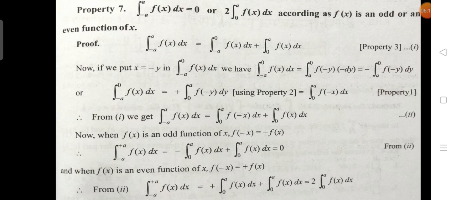If f of x is even or odd, according to that, the integral from minus a to a of f of x dx takes two values: 0, and 2 times the integral from 0 to a of f of x dx.